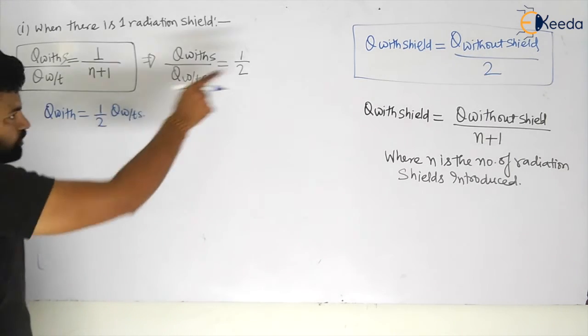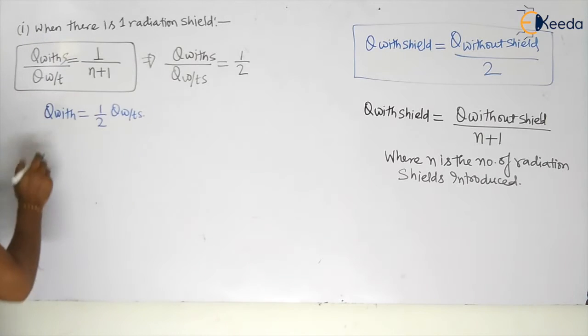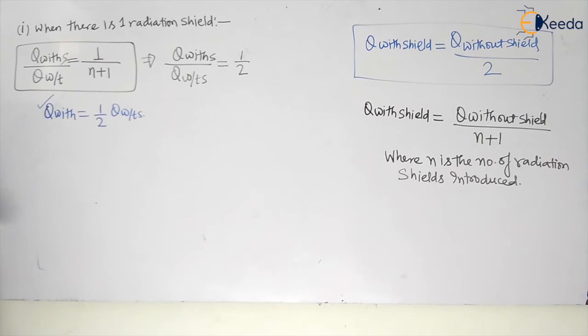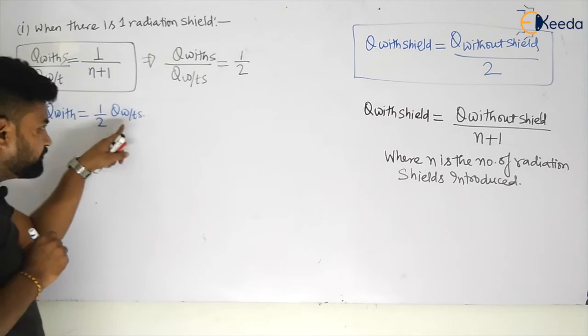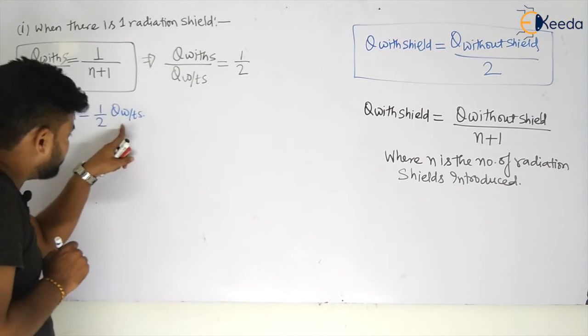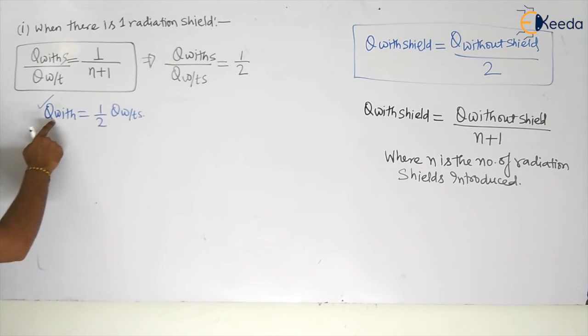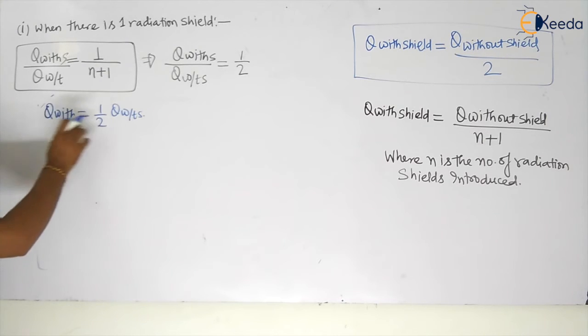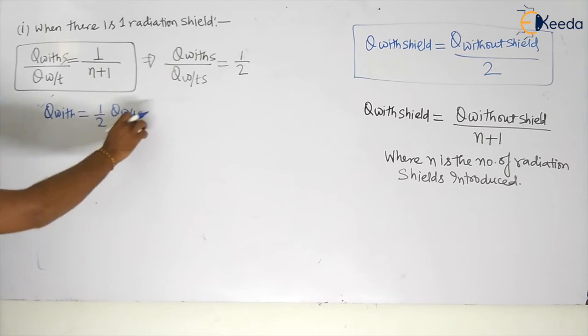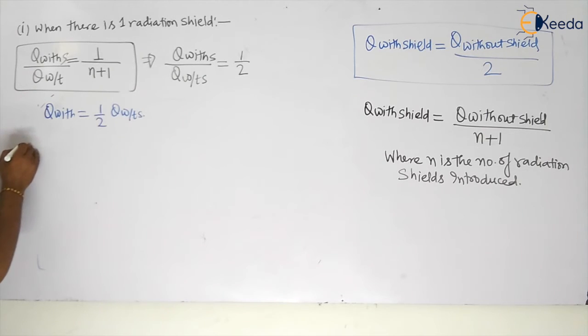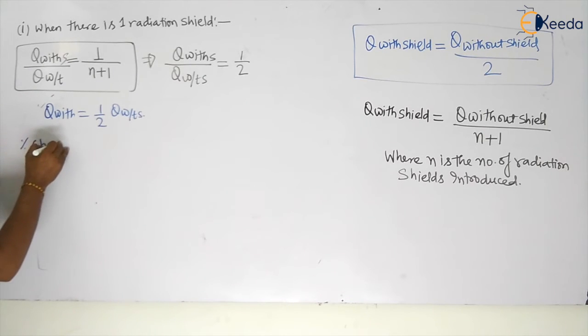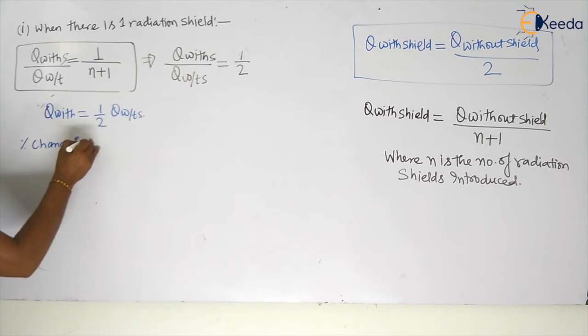Yes or no? We have also seen this, but this will be the same case. So radiation heat transfer with shield is becoming half of that without shield. So if it becomes half when we are using the radiation shield, my dear students, compared to when we are not using a radiation shield, what will be the percentage change in heat transfer?